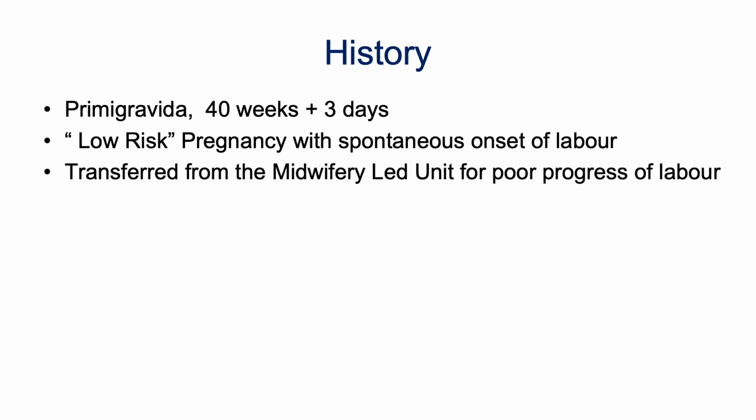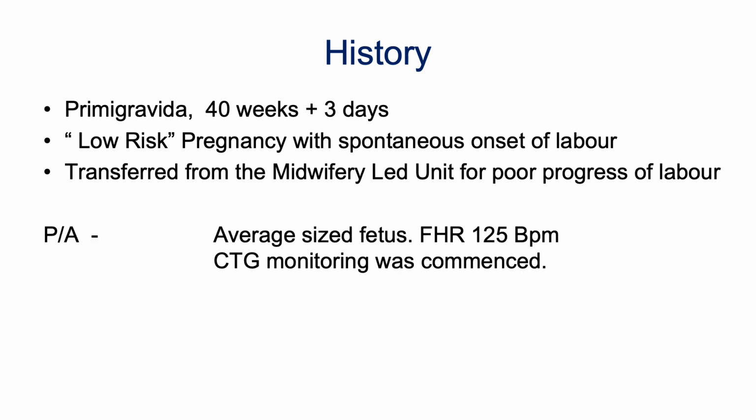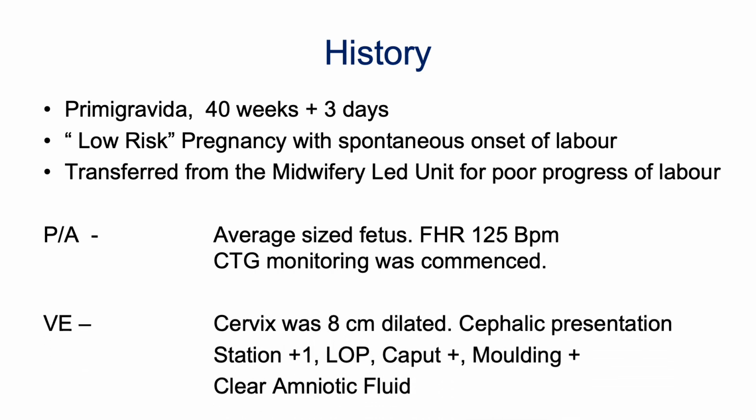So let's go through this case and apply fetal physiological guidelines. So we have a primary gravida who is 40 weeks and 3 days of gestation. She is low risk throughout pregnancy and went into spontaneous onset of labor. And she was attempting a normal birth in a midwifery-led unit. But unfortunately, she was transferred for poor progress of labor. On abdominal examination, this fetus was of average size. The fetal heart rate was 125 beats per minute on intermittent auscultation, and the CTG monitoring was commenced.